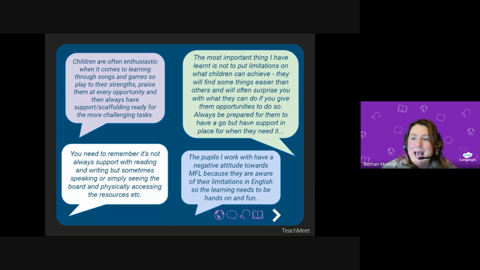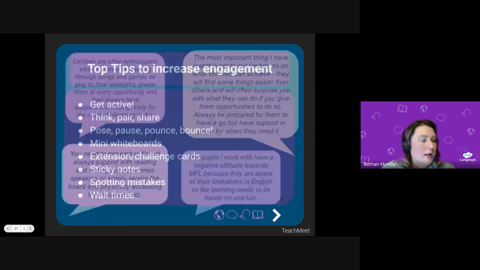And the learning needs to be hands-on and fun. So, those are all definitely great ideas, and really helpful to think about. So do chat with your colleagues, find out what people have done, what works, build a bank of strategies. That's the best thing you can possibly do. There isn't one thing that's going to work in every classroom, but a bank of strategies that you can try.